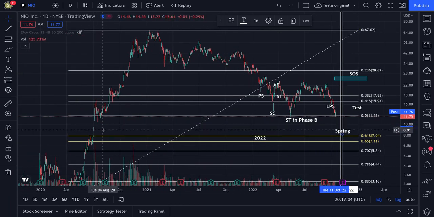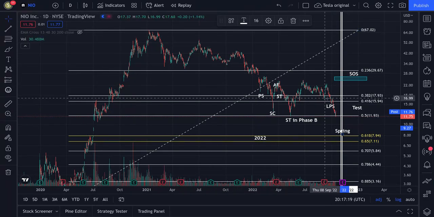If you fill this gap and we continue to come down, this key zone right here is where our support is going to be, because this is where resistance was during that time frame. The $8 range is still possible for NIO. I have to be honest with everyone.